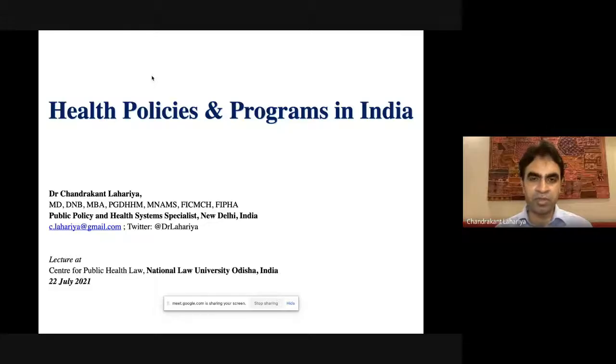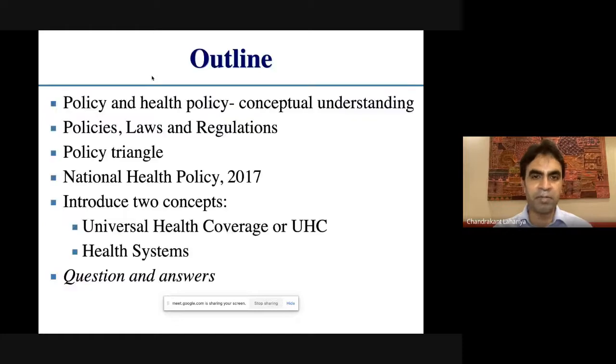Policies and programs in India, the theme which has been selected for today. In this presentation, in the next 30 or 40 minutes, I'll be deliberating on the following aspects. I'll start with policy and health policy, the conceptual understanding. Then I'll quickly touch upon policies and their relationship with laws and regulations. I'll reflect on the policy triangle and National Health Policy 2017.